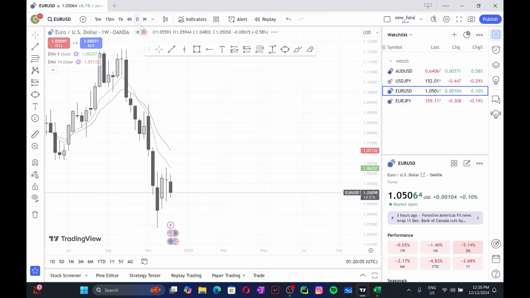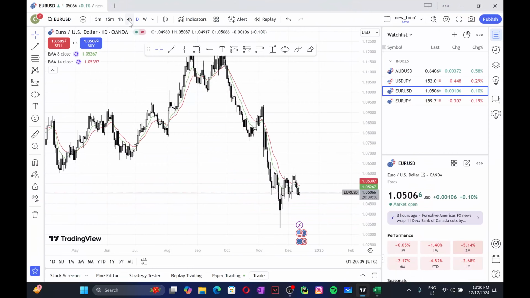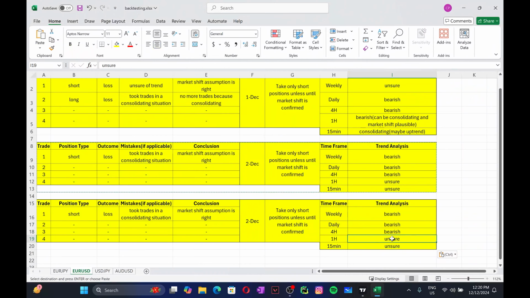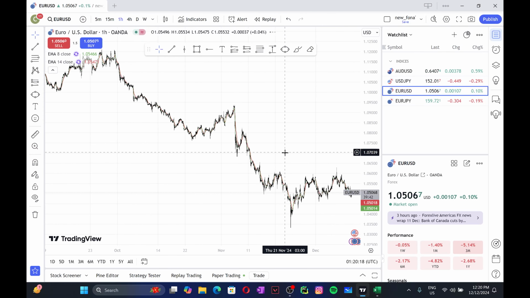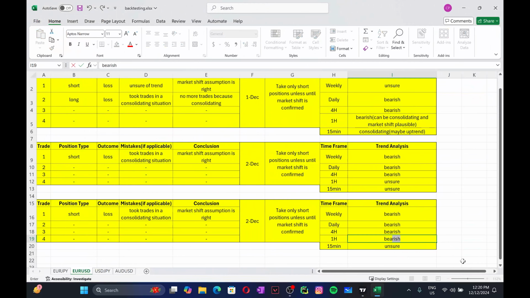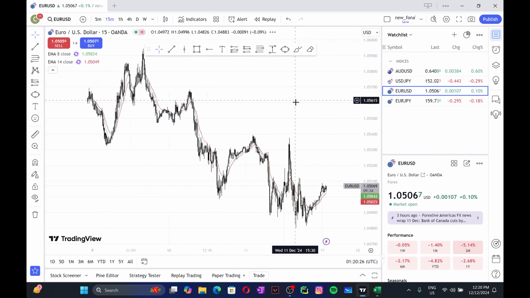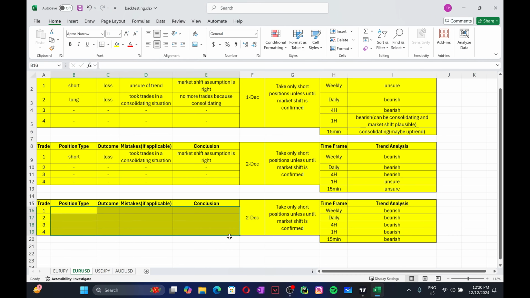And if I go to the daily time frame, it is still bearish in structure. And if I go into the 4 hours time frame, it is still bearish in structure. If I go to the 1 hour time frame, it is kind of fluctuating a little bit, but overall you can see it's bearish in structure. And in the 15 minutes time frame again, it is still bearish in structure. That's clearly bearish. So we're only going to take short positions.